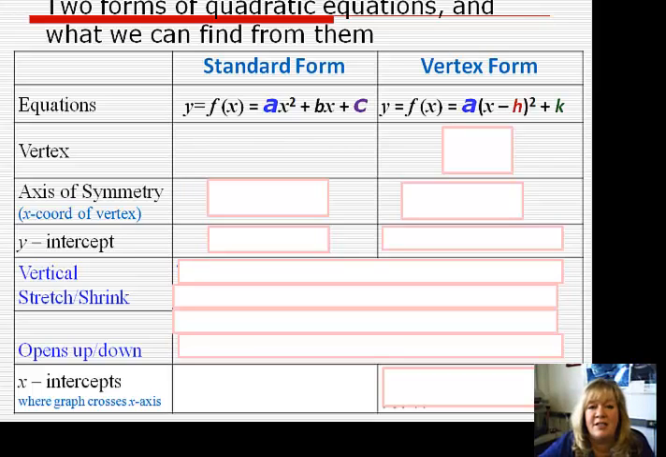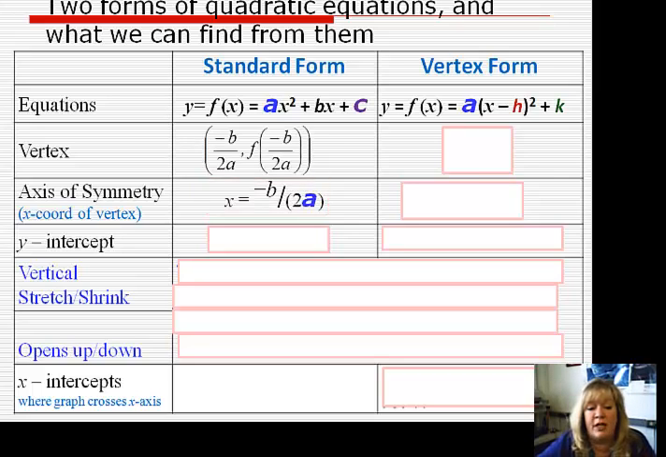If you have it in the standard form, I like the plug and chug formula. To find the x-coordinate of the vertex, you'll just take the opposite of b divided by 2a. Once you have that number, you put it back into the quadratic equation for x to find the y-coordinate. The axis of symmetry here is always the x-coordinate of your vertex. So negative b over 2a is the axis of symmetry. As you know, parabolas are symmetrical. You can fold them in half and they'll go right on top of each other.